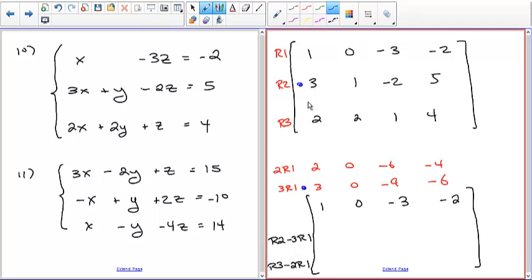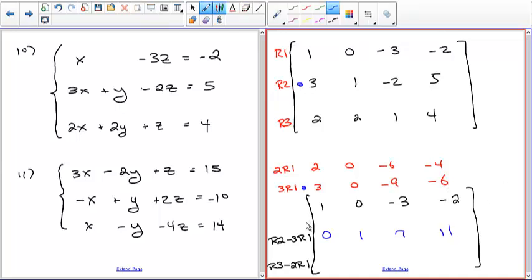3 minus 3, 0. 1 minus 0 is 1. Negative 2 minus negative 9 is positive 7. And 5 minus a negative 6 is positive 11. 5 minus a negative 6, so it's 5 plus 6, which is going to be 11.